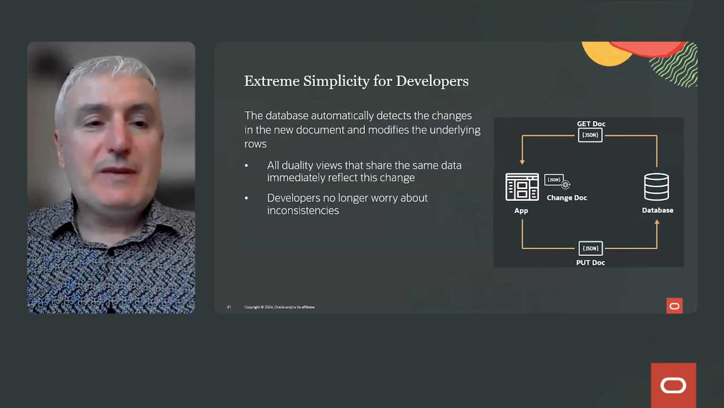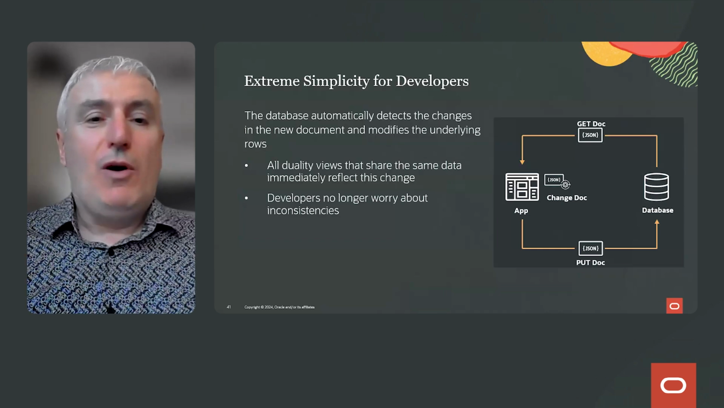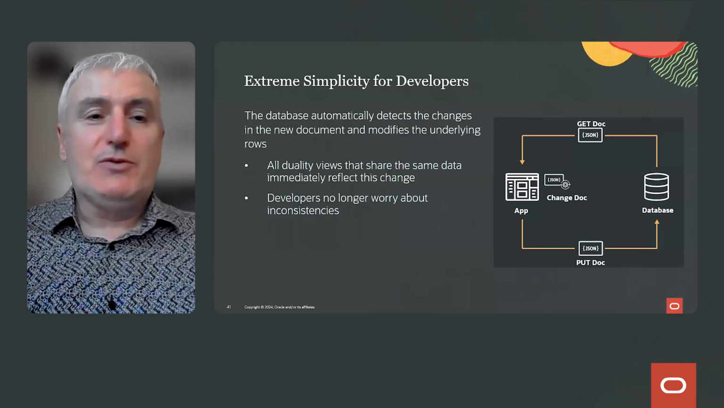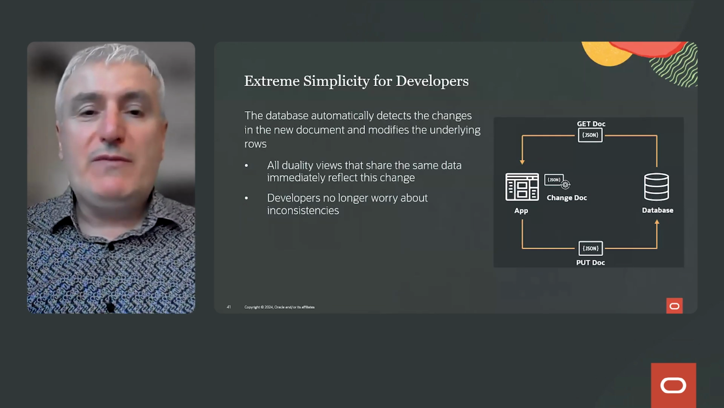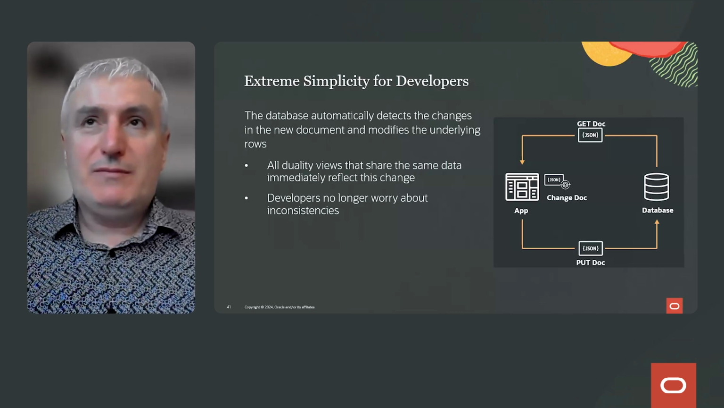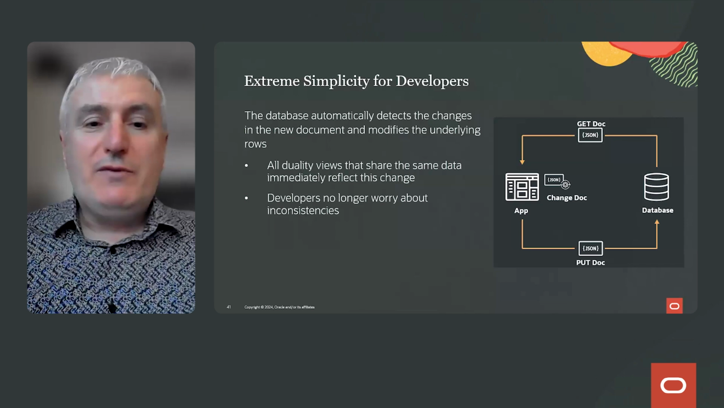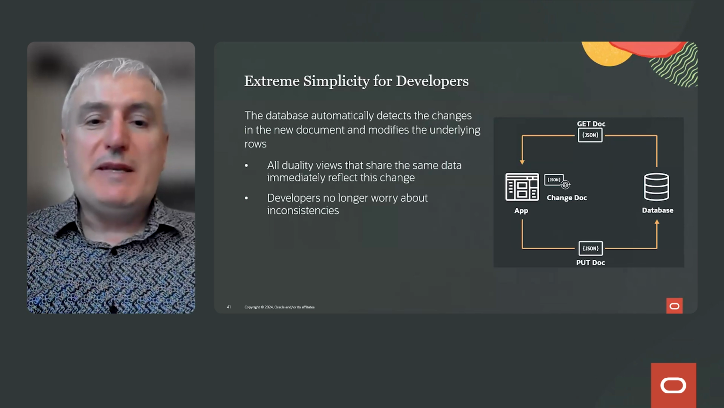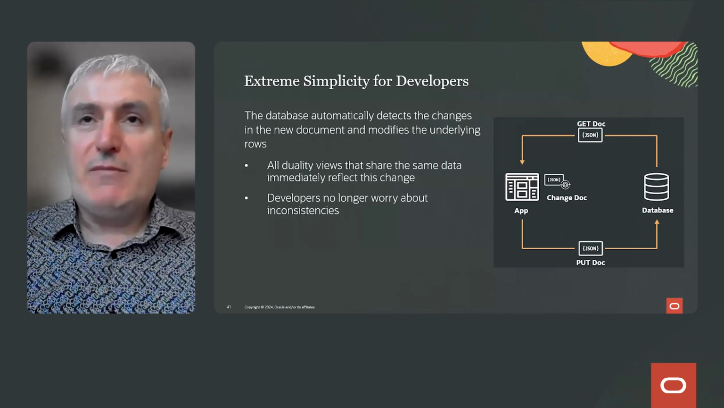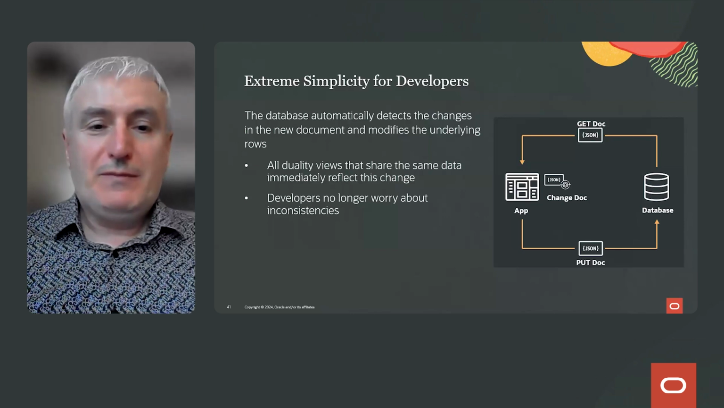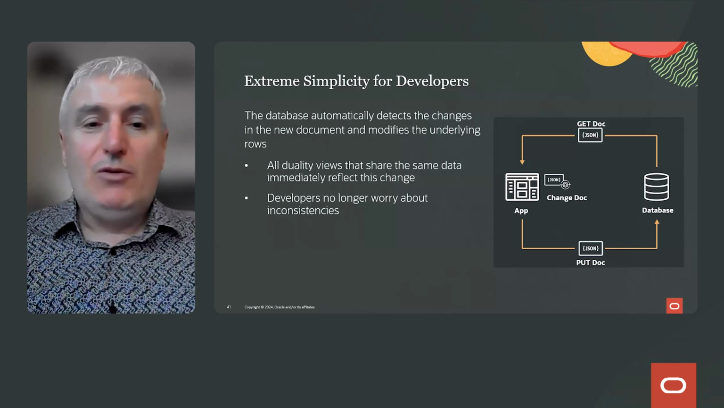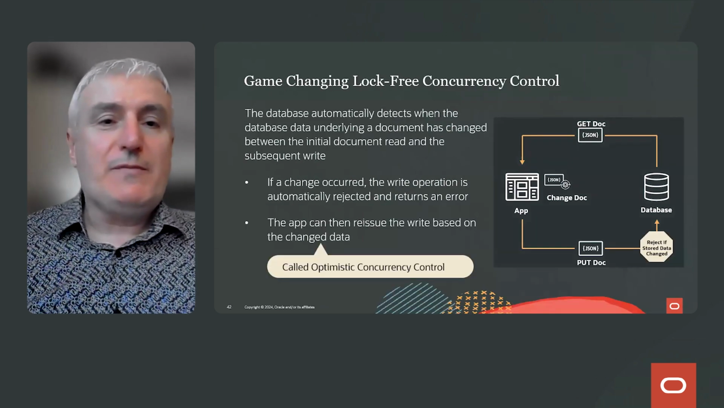What happens is that the database automatically detects the changes in the new document, and it will modify the underlying rows in the tables, in the relational tables. All duality views that share the same data will immediately reflect the change because they are based on the same data. Developers no longer need to worry about inconsistencies.